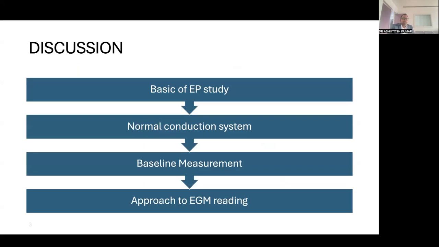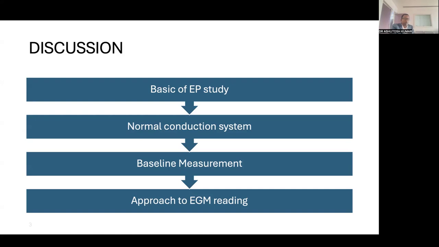Basically, in the EP study, the normal conduction system means the conduction of the heart starts from the SA node, then the AV node, and then goes through the myocardium, through the fibers we call the left bundle branch and right bundle branch. During the EP study, we do baseline measurements. If you are doing anything, you have to measure whether it is normal or abnormal. If it is abnormal, we identify the causes, and accordingly we treat and identify the disease.